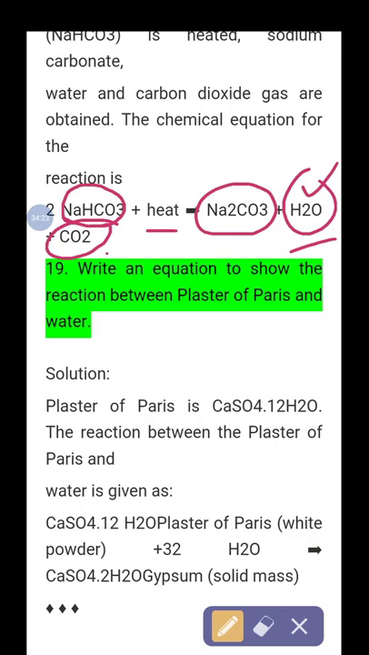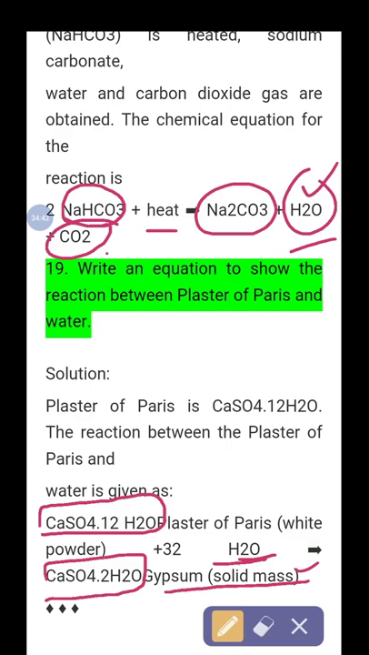Write an equation, the last one, to show the reaction between plaster of Paris and water. Here CaSO4·1/2H2O, that is plaster of Paris, reacts with water and makes CaSO4·2H2O, that is gypsum. So this is our complete exercise of chapter number 2, acids, bases and salts.